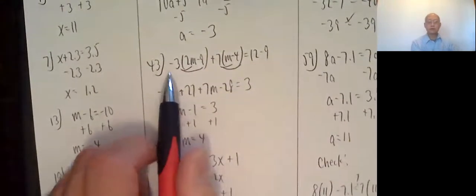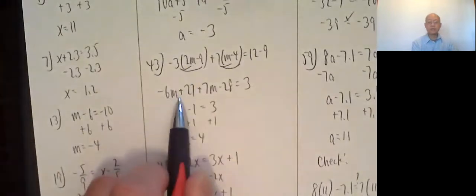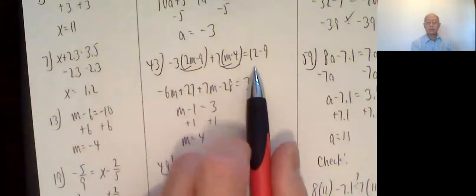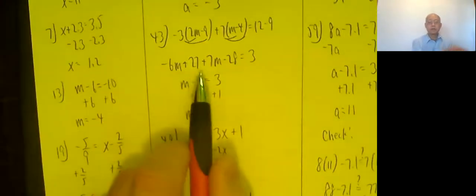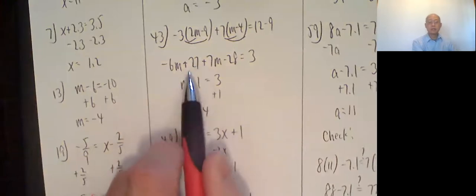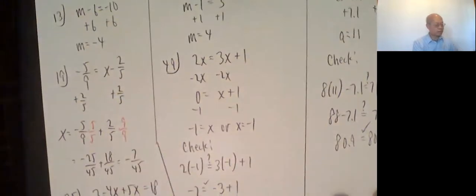43, you have to distribute first. So negative 3 times that and that. Negative 6m plus 27. Distribute 7m minus 28 equals 12 minus 9 is 3. Combine like terms. The m's come out to be m, negative 6 plus 7. 27 minus 28 is a negative 1. Add 1 to both sides. m is equal to 4.